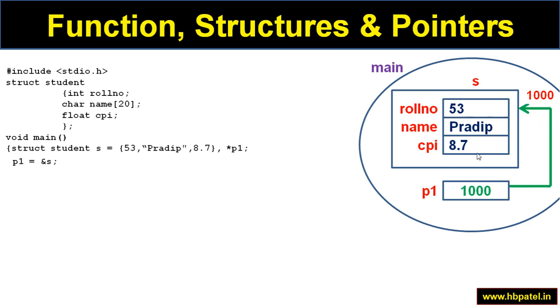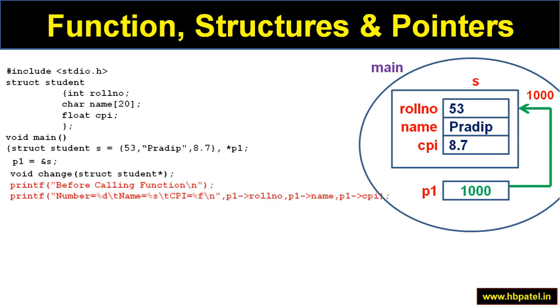So now there are two ways to access these members: either s dot roll number or P1 arrow roll number, either s dot name or P1 arrow name, either s dot CPI or P1 arrow CPI. These are two different ways we have seen in our last program. Now we are declaring one function, void change, struct student star. So change is a function with one pointer as argument, and that pointer is of type student structure. This function does not return anything, so that's why it's void.